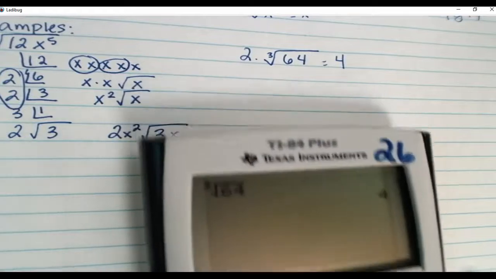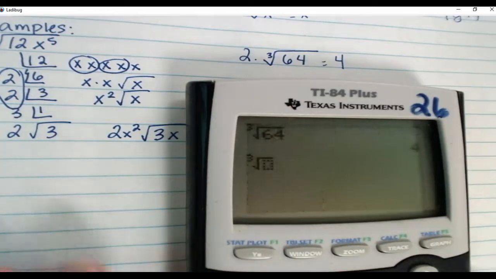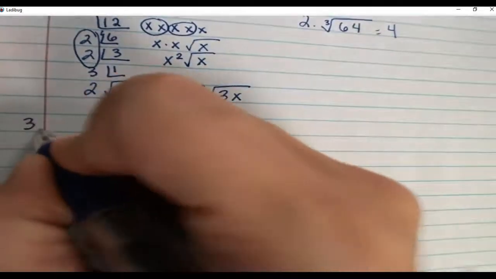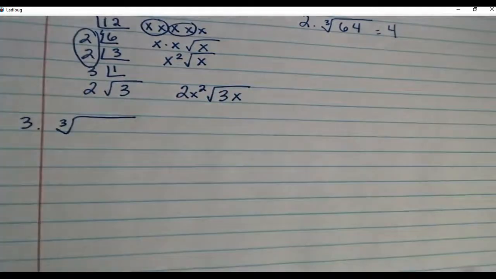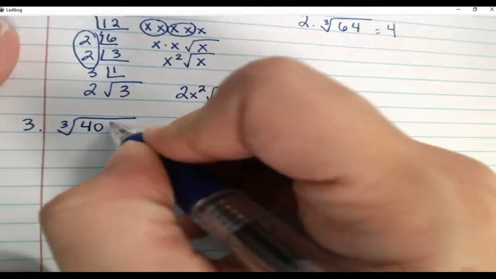Questions? Go to Math, which is below the green button. Yeah. And then number 4. Okay. Alright, let's do one where it's not perfect. So let's say we have the cube root of 405.